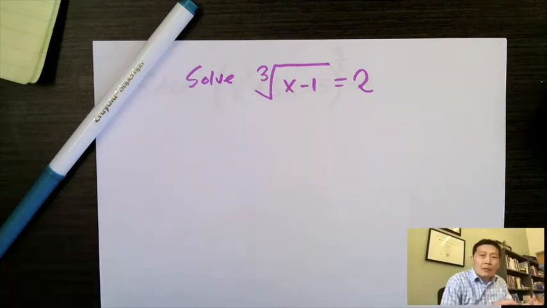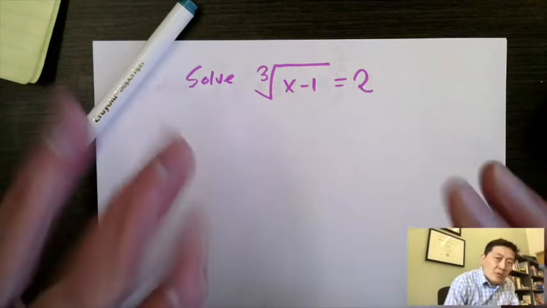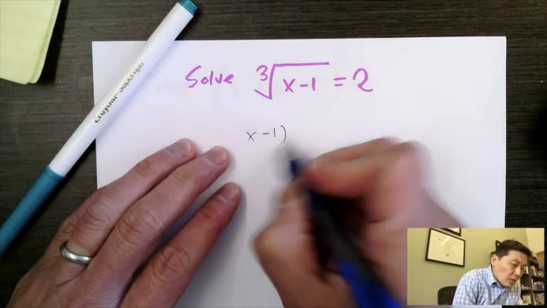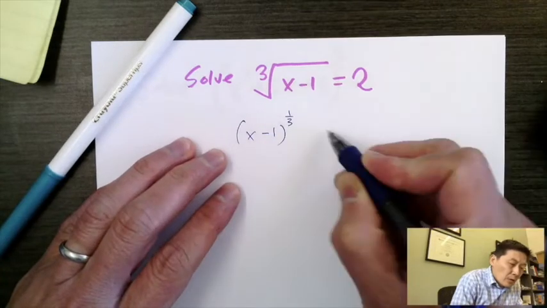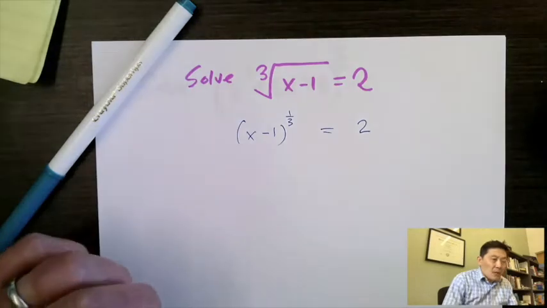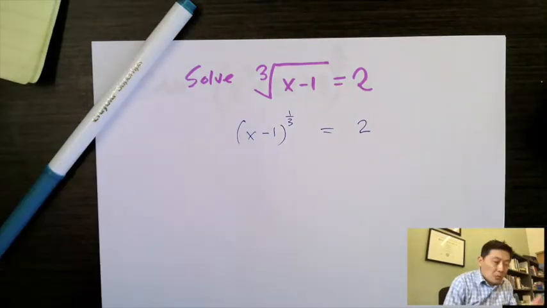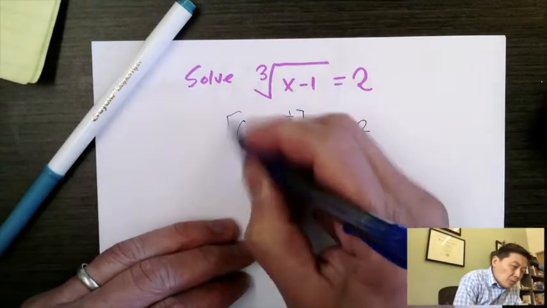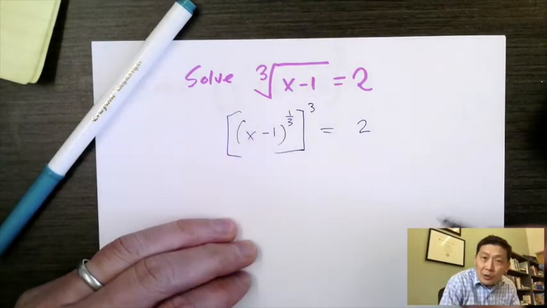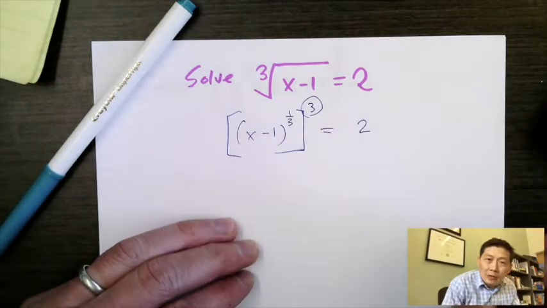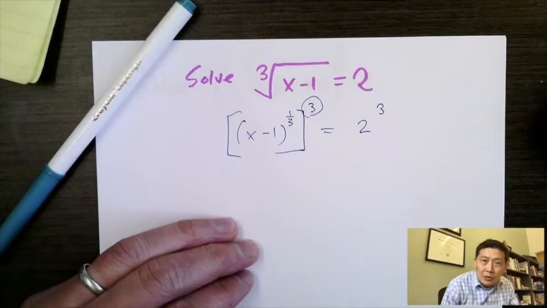But algebraically, you can also think of it this way. I can also rewrite this as x minus 1 to the 1/3 power equal to 2, right? In order to get rid of the 1/3 power, it makes sense that we cube that side of the equation. By doing a cube on the one side of the equation, we also cube the other side.